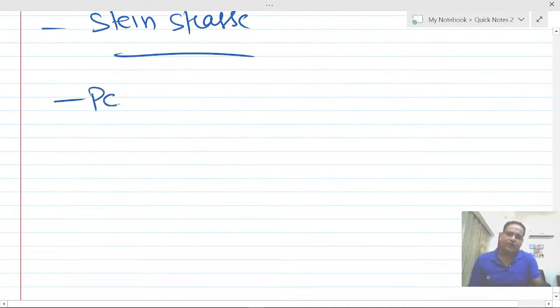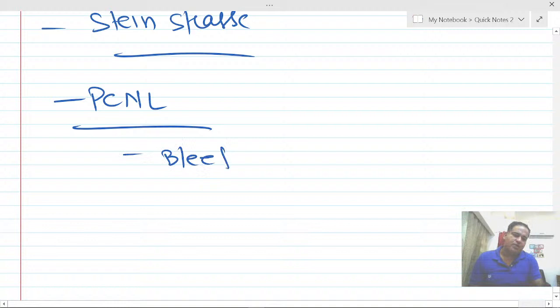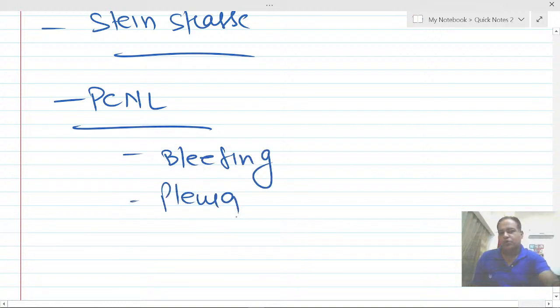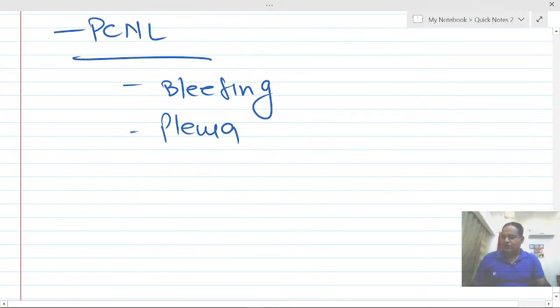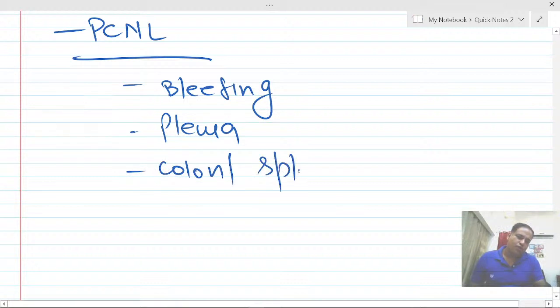PCNL, percutaneous nephrolithotripsy. The most common complication here is bleeding. The most common organ to get injured is the pleura. Also, the colon and spleen can be injured.